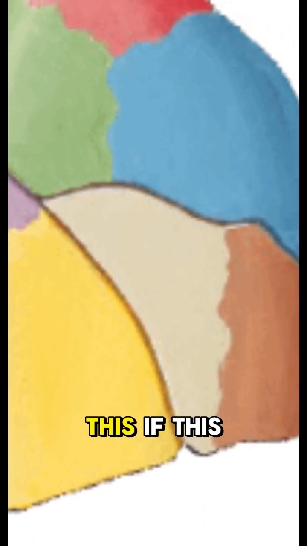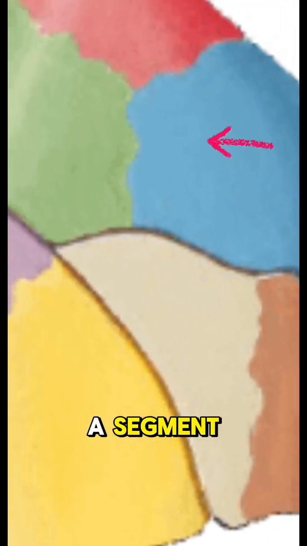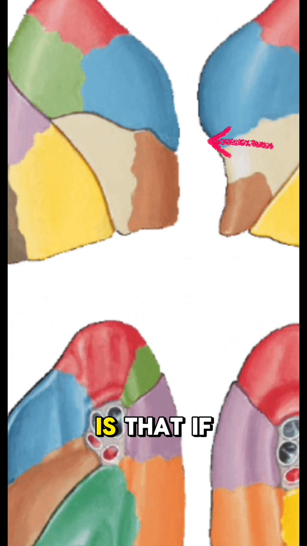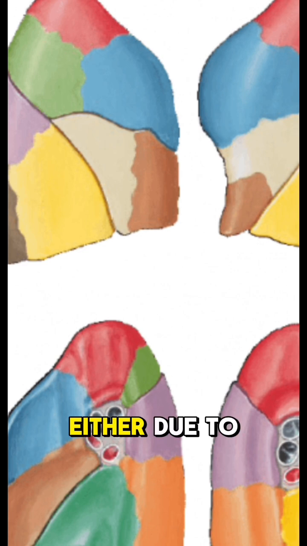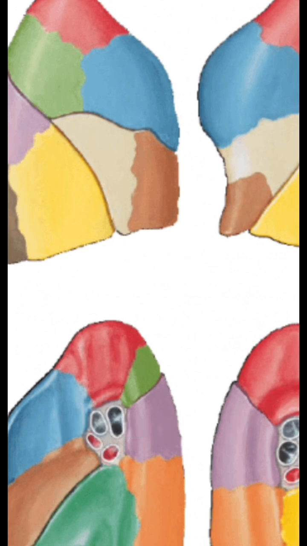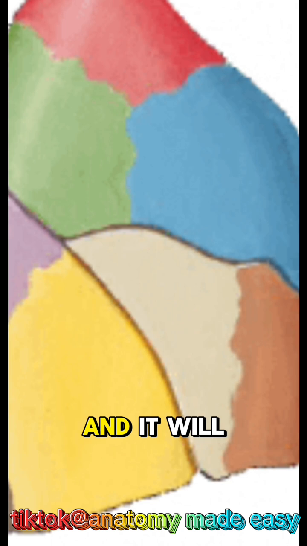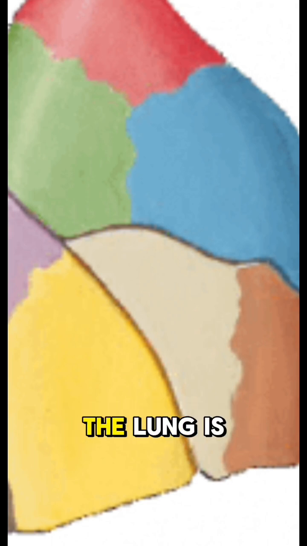So because of this, if this is a segment, this is a segment, this is a segment, what this means is that if a segment of the lung is infected, either due to cancer or any other disease, that segment can be removed independently and it will not affect the other segments of the lungs because it is structurally independent. Each segment of the lung is structurally independent.